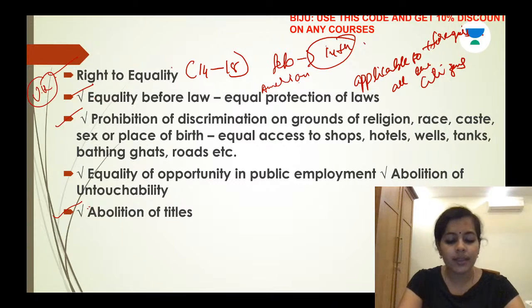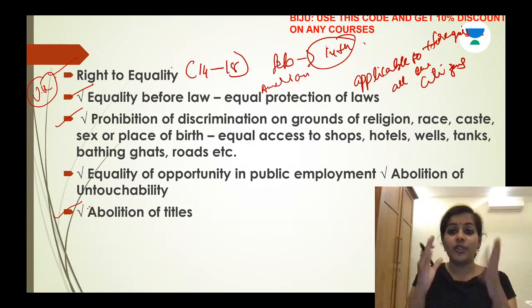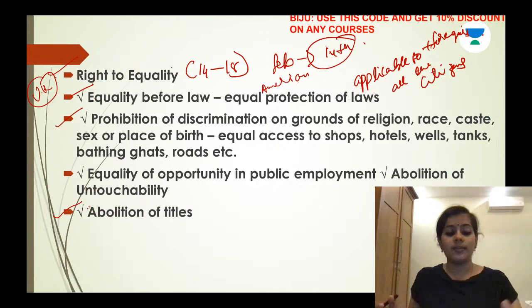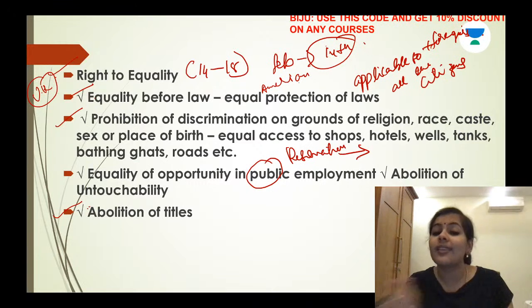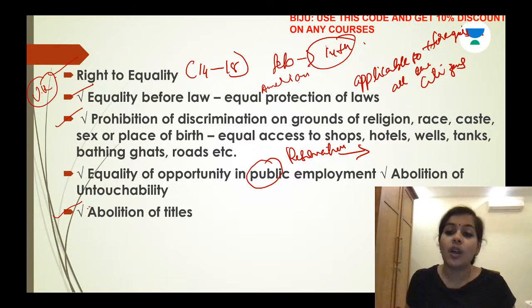So, is there any exception to the right of equality? We'll be discussing it. Then Article 15. We discussed Article 14 and saw what it is. Now we see what Article 15 is. It is saying that you are not supposed to prohibit some persons in the name of your religion, caste, creed and all. Everybody is equal. Then equal opportunity in public employment. Reservations are also given in certain cases in public employment.